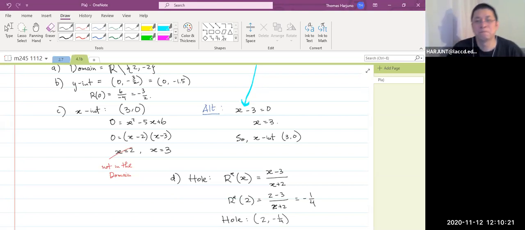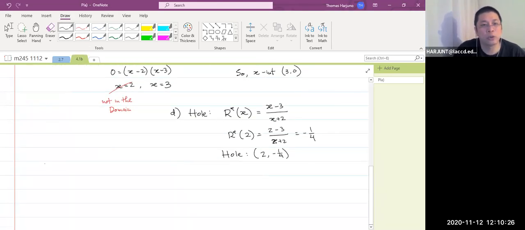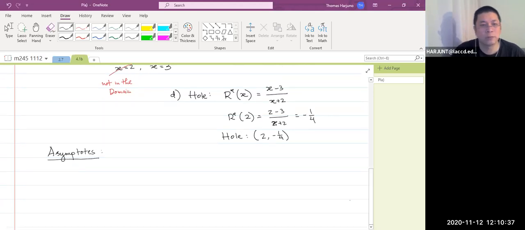Okay. Now we will move on further. Now, how about asymptotes? There are two types of asymptotes. The first one, the easy one first. The first one is a vertical asymptote. Now, what is a vertical asymptote?